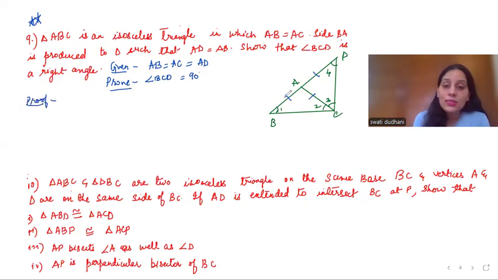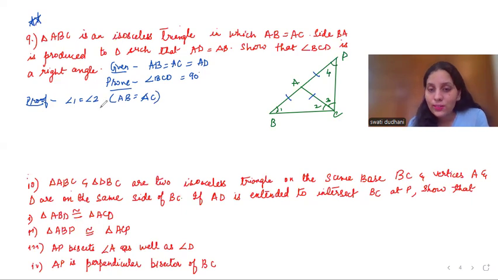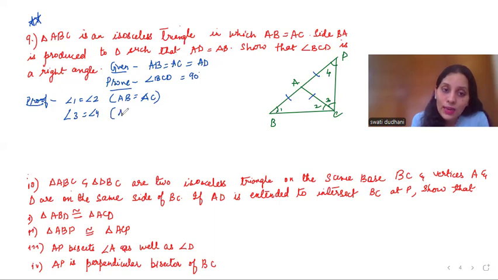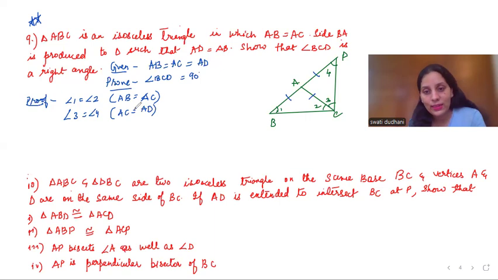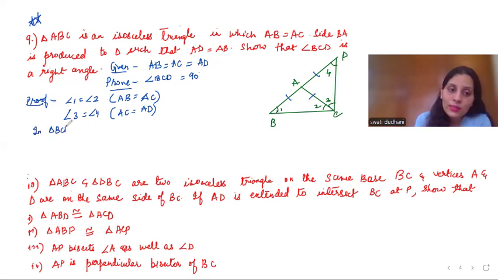Since AB and AC are equal, angle 1 will be equal to angle 2, as we have learned the theorem that if two sides are equal, their opposite angles will be equal. Similarly, angle 3 and angle 4 will be equal because AC is equal to AD. Again, if two sides are equal, their opposite angles are equal. You should mention the reason. We will use this later. Now we need to prove BCD is 90, so let us consider triangle BCD.